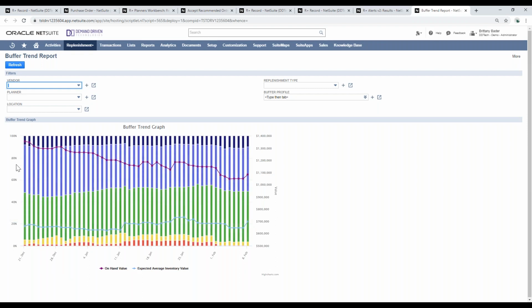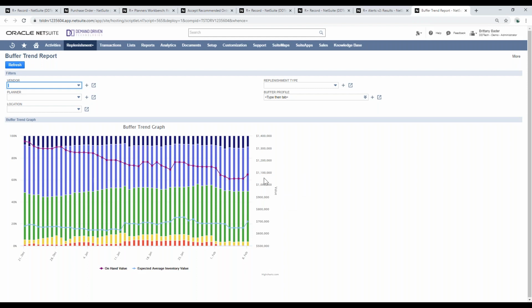So I can see here that I have a lot of items that are still in that blue zone, pretty typical at the beginning of an implementation, that we're carrying too much inventory so we could avoid stockouts. What I want to see over time is these blue zones start to shrink and see more of these green and yellow zones start to appear.